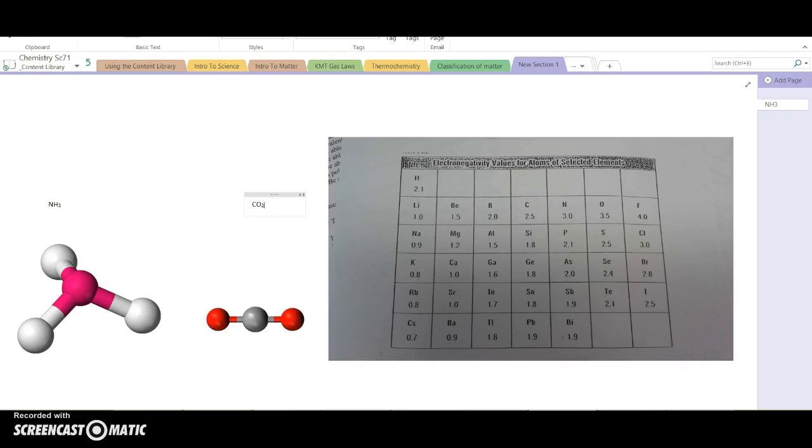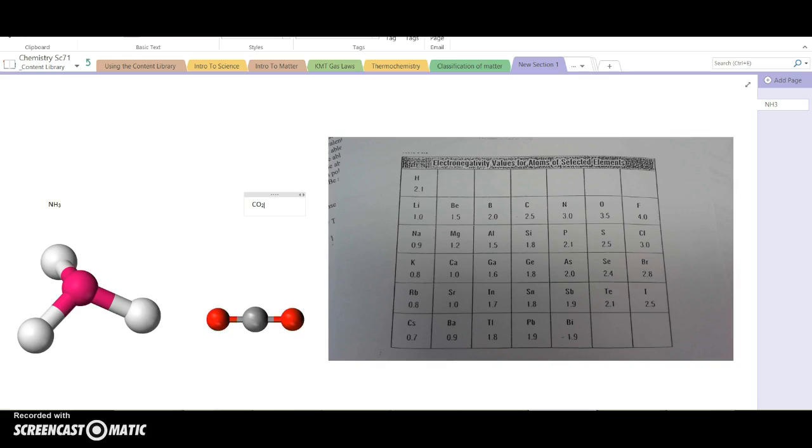Alright, now we're going to look at polar molecules. So again, this is all based on electronegativity, and we need to be able to evaluate polar bonds. So you remember, a polar bond exists between two atoms.